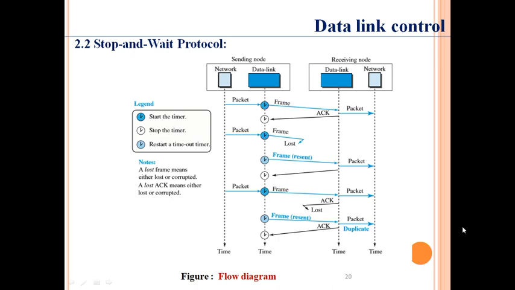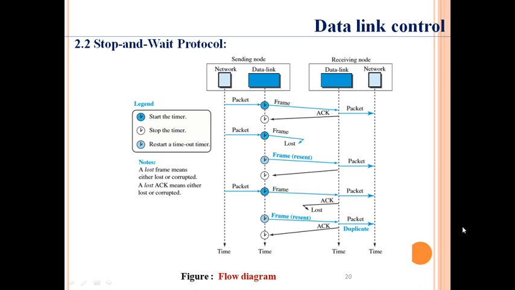This is the flow diagram. In the block legend on the left side, you can see there are timer symbols. The dark blue shows start the timer, white shows stop the timer, and light blue shows restart the timer, or time out. In the first case, at the sending node, the network layer gets a packet, it is converted into a frame and sent to the receiving node. The packet is received successfully without any corruption, and a positive acknowledgement is sent to the sending node. In the second case, the packet is received at the data link layer and the frame is sent, but it is lost in between.